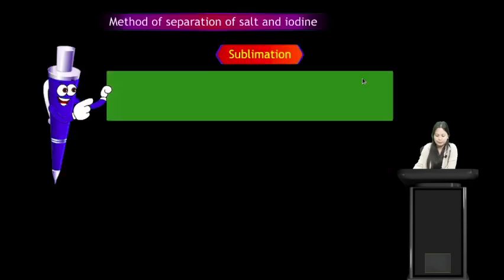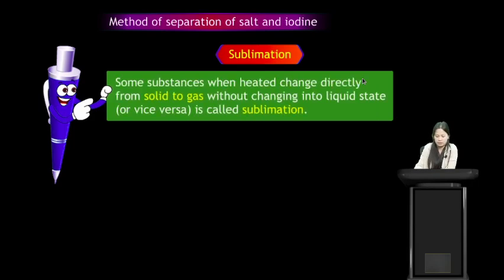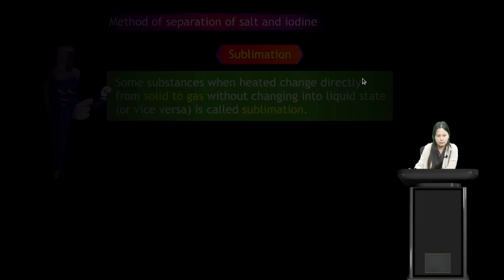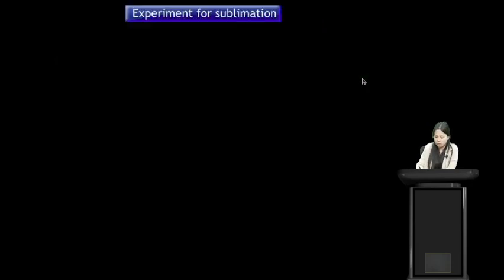So this method to separate the components, that is salt and iodine from the mixture, we use the sublimation method. So what is sublimation? Some substances when heated change directly from solid to gas without changing into liquid state, or vice versa. This process is called sublimation. Okay, so experiment for sublimation.